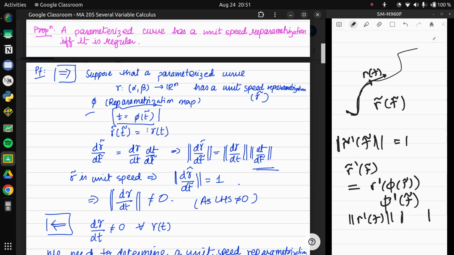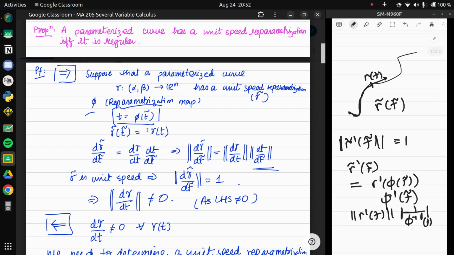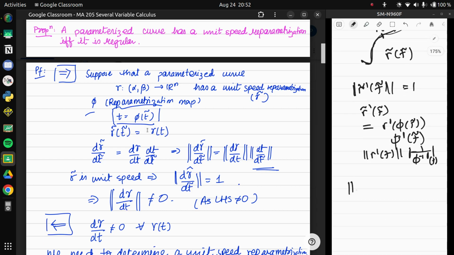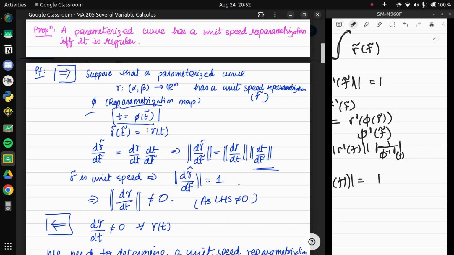So you can read it as 1 upon d t tilde upon dt, but guess what that is? That's just the derivative of phi inverse. So it's just 1 upon phi inverse's derivative at some t value, right? So what that means is what you want is just that the magnitude of r dash of t should be equal to the absolute value of phi inverse dash t, right?